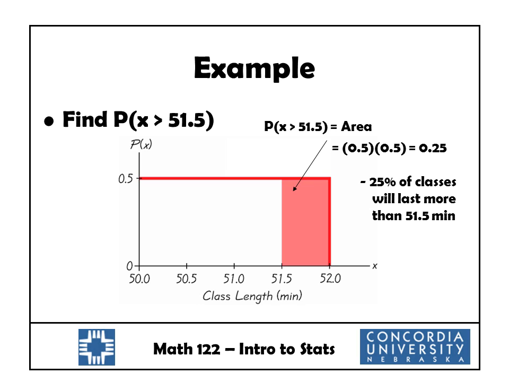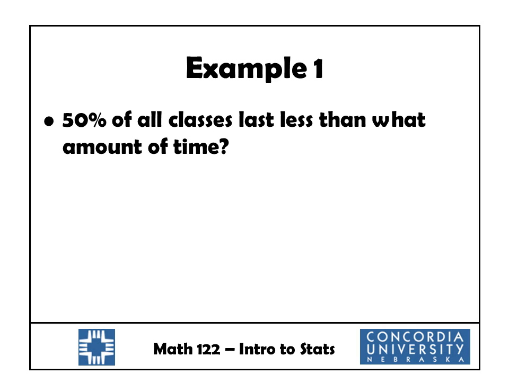Now in this example, we were given an x value, 51.5, and we found the corresponding probability or a percentage. In this section, we're going to be doing the opposite. We're going to be given a percentage, and we want to find the corresponding x value or z-score. And those are what we call percentiles. And so to illustrate this, 50% of all classes last less than what amount of time? So here we're not given a class length, we're given a percentage or a probability. We want to find the corresponding class length.